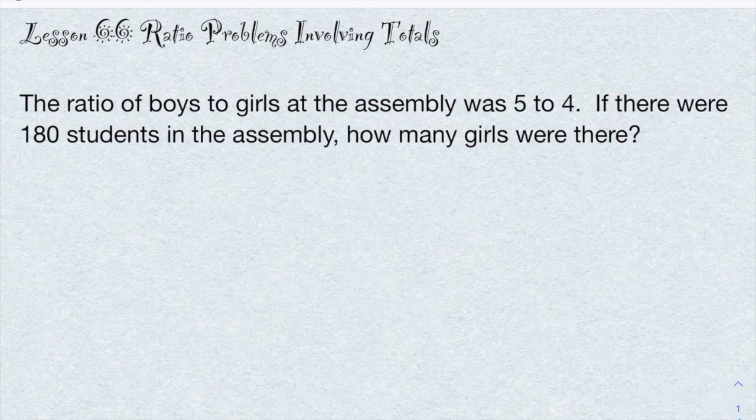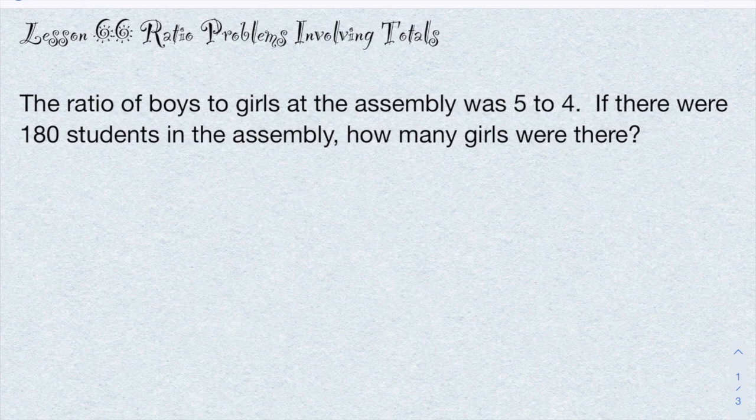Okay, let's move on to me teaching you the lesson. There are only 2 problems they gave us today to work on, and these are going to build off what we already know from ratio boxes. So here's our question. The ratio of boys to girls at the assembly was 5 to 4. If there were 180 students in the assembly, how many girls were there? This is similar to what we've done before, but a little bit different.